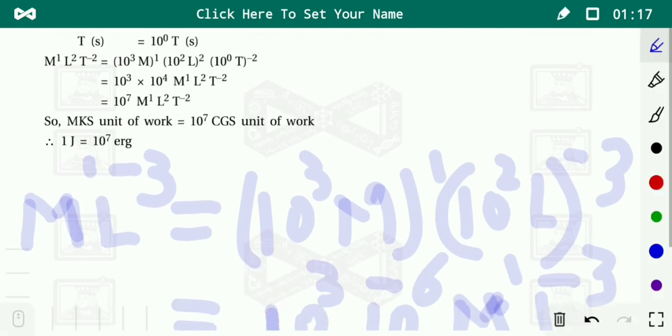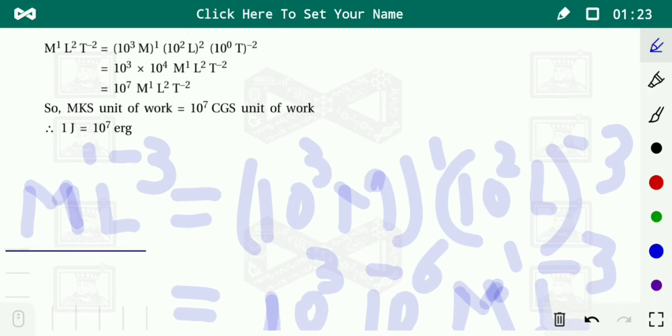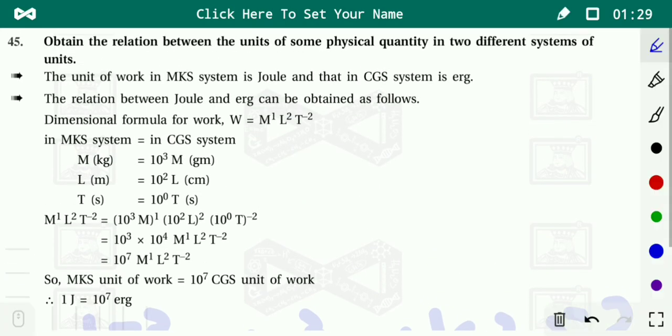Students, dimensional formula of density is mass per unit length cubed. So mass raised to 1, length raised to minus 3. Obviously, this is the common quantity in MKS system and in CGS system. Mass is measured in kilogram. So 1 M in MKS equals 10 raised to 3 M in CGS. 1 L in MKS equals 10 raised to 2 L in CGS. 1 T in MKS equals 1 T in CGS.